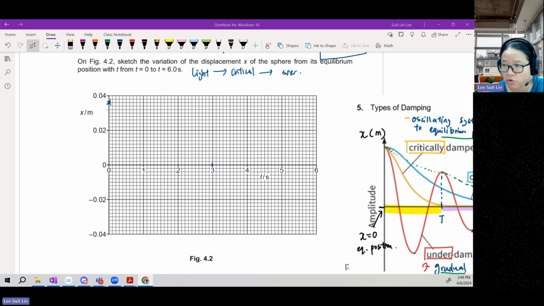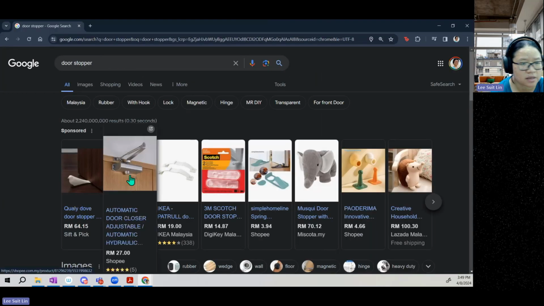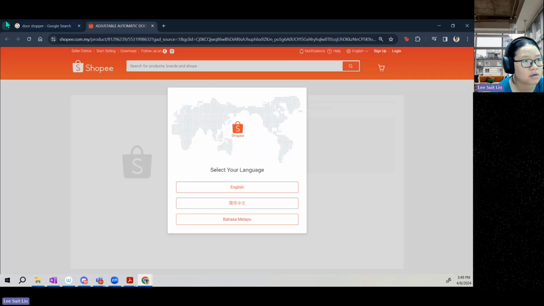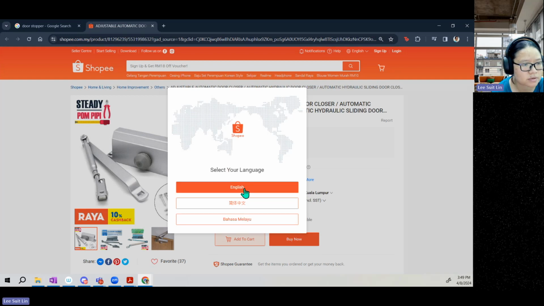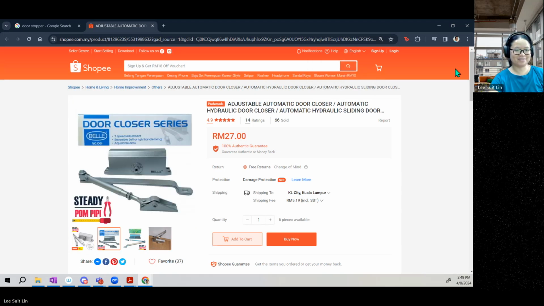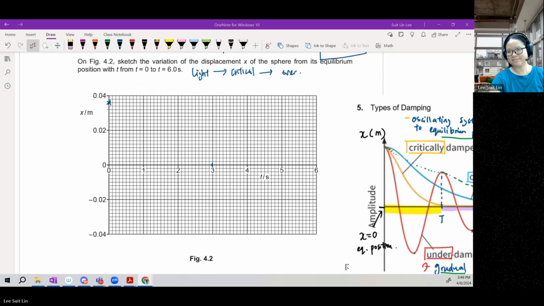I think I showed your class before. This thing here. So when you open the door, you don't want it to go back to zero as soon as possible, right? That will slam the door closed. That's not the point. You open the door, you want it to slowly close the door. These are all overdamping. Okay, anyway, as I was saying, we want to sketch the curve.